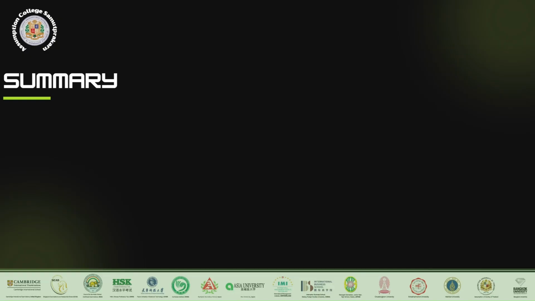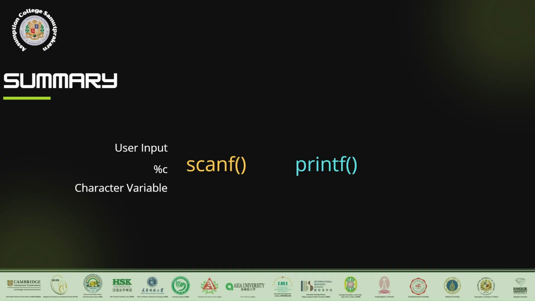Before we end this lesson, let's have a quick recap. Today, we learned how to use the scanf function to accept input from the user. We also learned how to use the %c format specifier to receive a single character and store it in a variable. In addition, we discussed the importance of using prompts to make programs more user-friendly, and how printf can be used to display data stored in a variable. Remember that scanf is used for input, while printf is used for output. These two functions work together to make programs interactive.